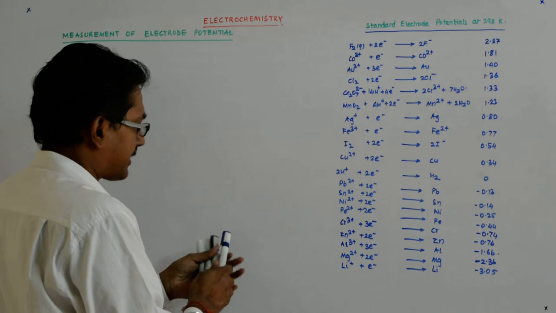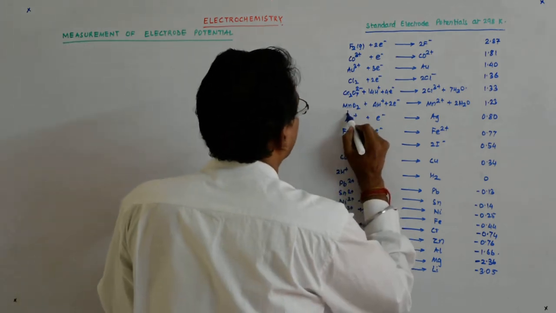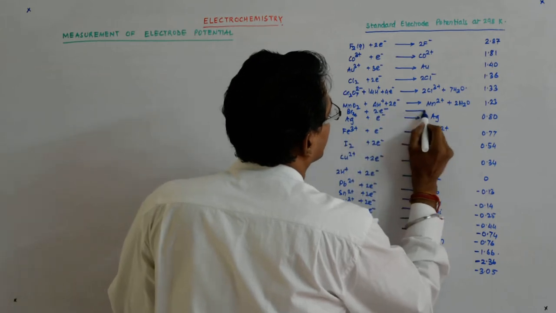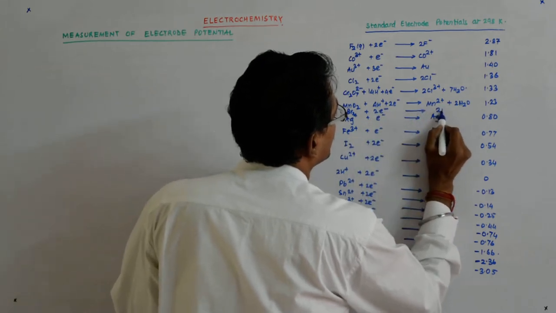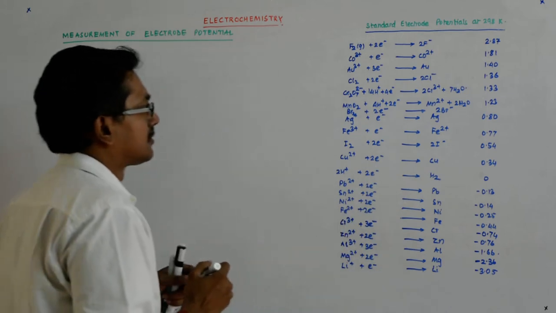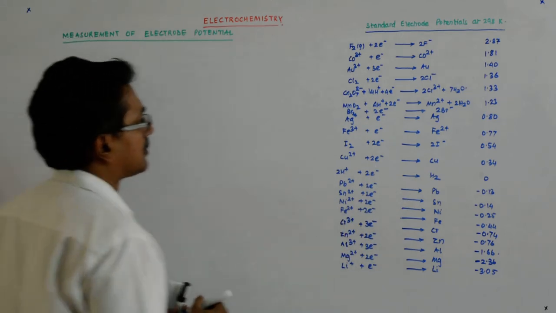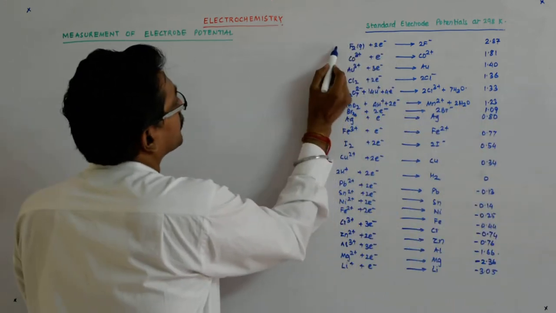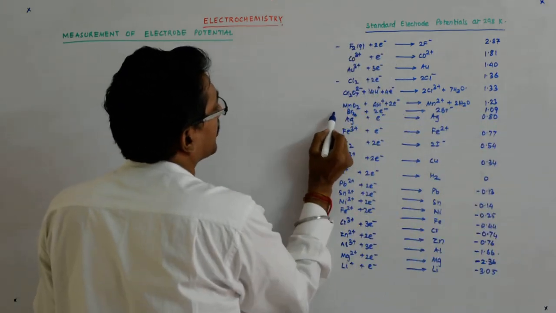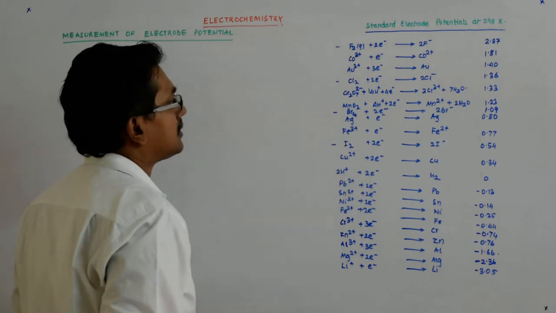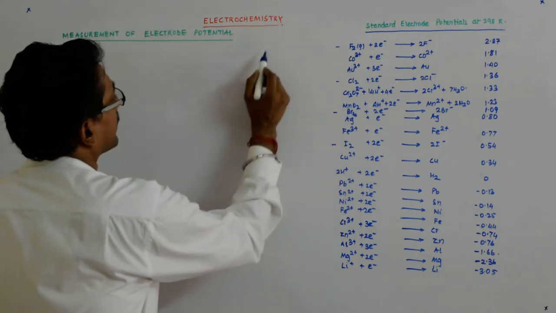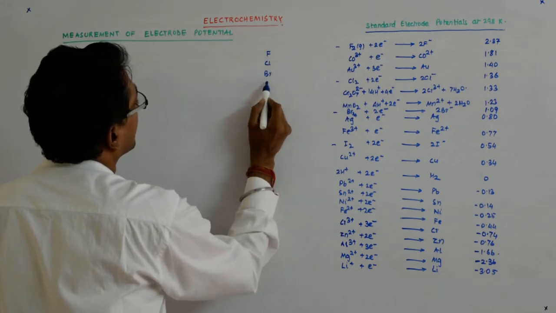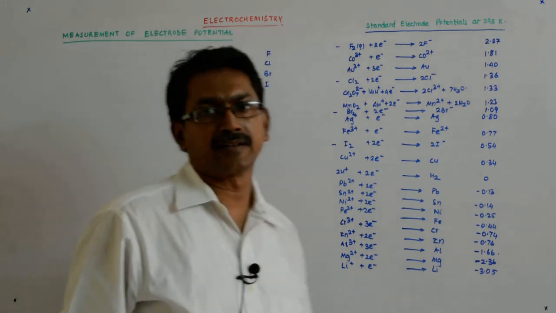So you see how graded they are, and it is very, very correct. So it is Br2 plus 2 electrons giving 2Br minus, 1.09. Now what happens? So fluorine is there, chlorine is here, bromine is here, and iodine is here. Is it any wonder that fluorine, chlorine, bromine, iodine occur one below the other in the periodic table?